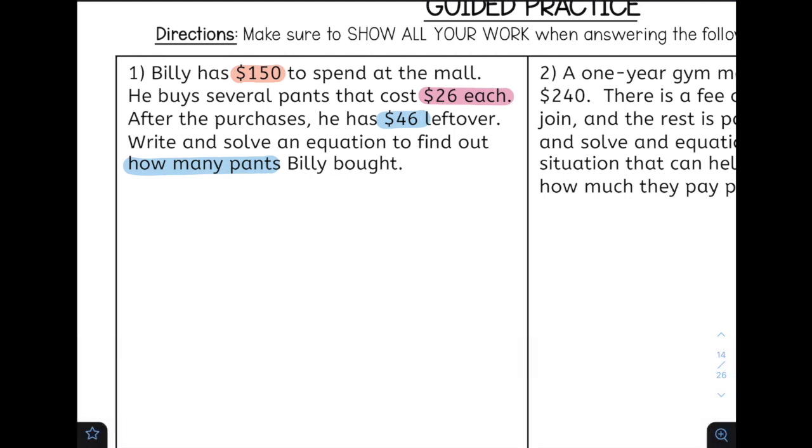Okay, so we have a couple of things. The first thing I want to establish is what are we looking for? What is my variable? My variable, or what I'm looking for, is how many pants. So I'm going to use P equals number of pants. I like writing this down so I don't forget it. Again, here we can use any variable. They're not specifically giving us a letter, so we could use anything we want.